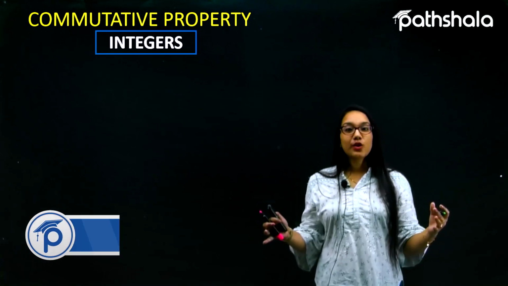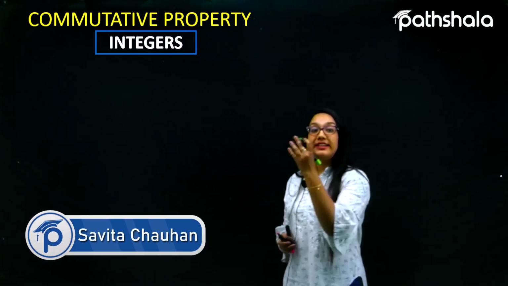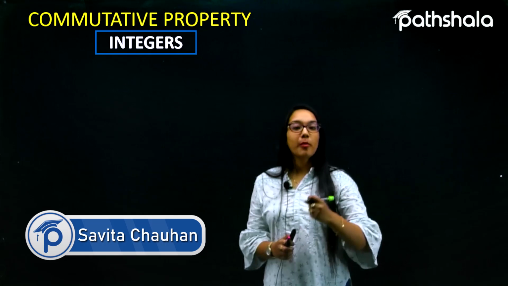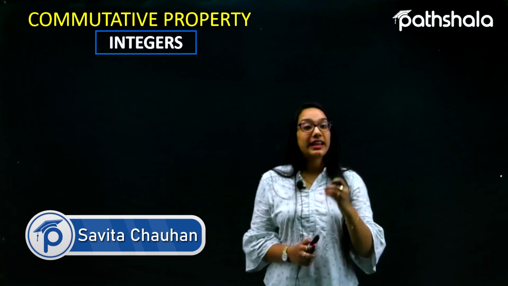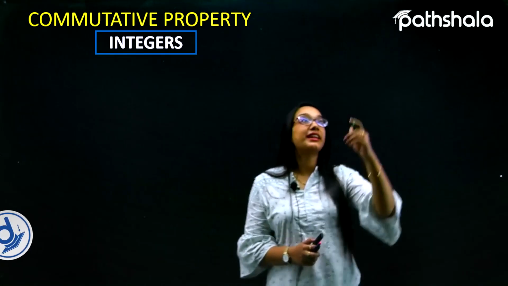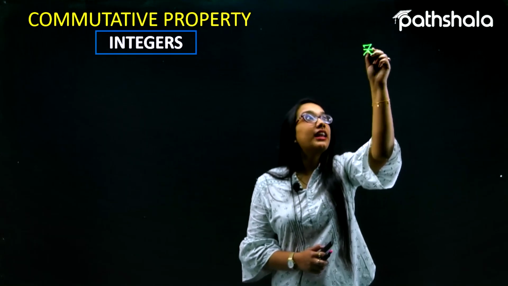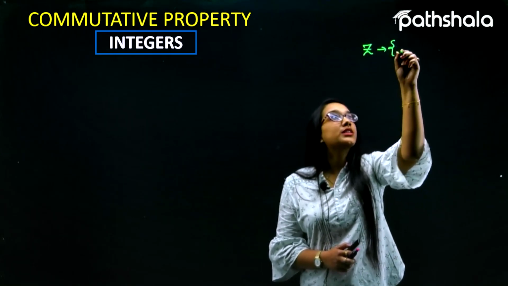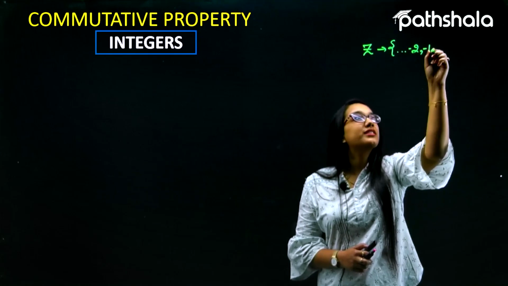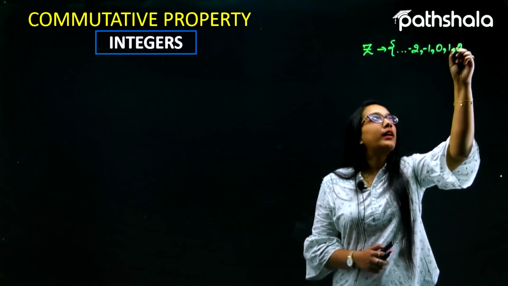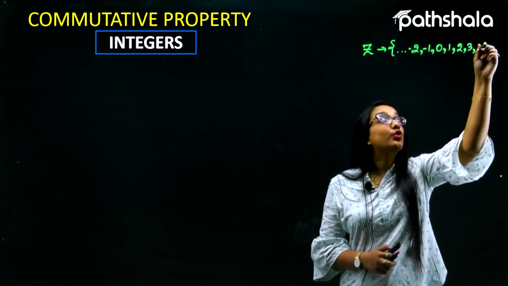So let's just start with the commutative property under integers. First of all, we'll talk about the collection of integers, which is represented by Z. The collection includes the numbers ..., -2, -1, 0, 1, 2, 3, and so on.